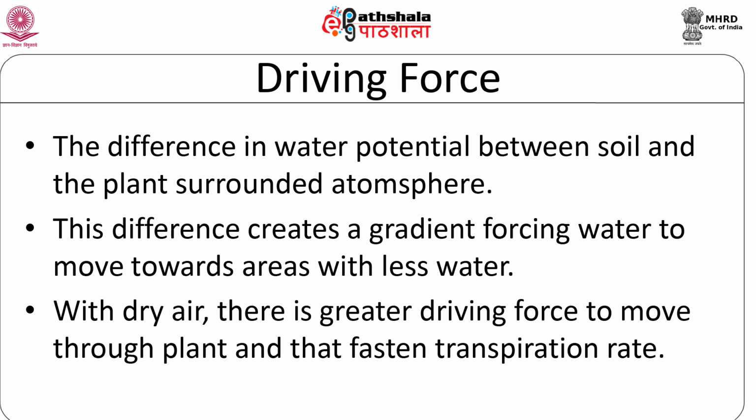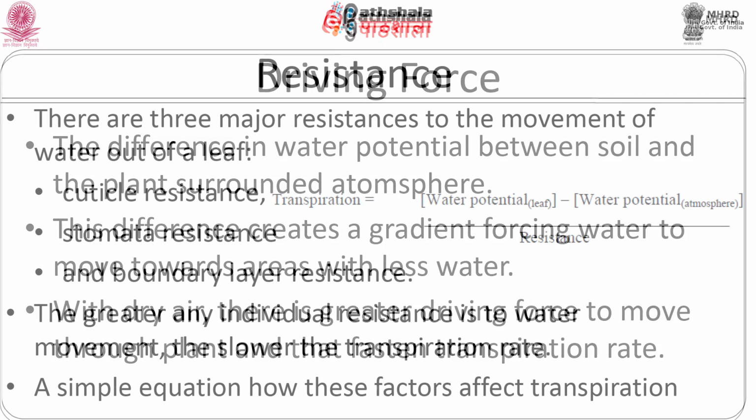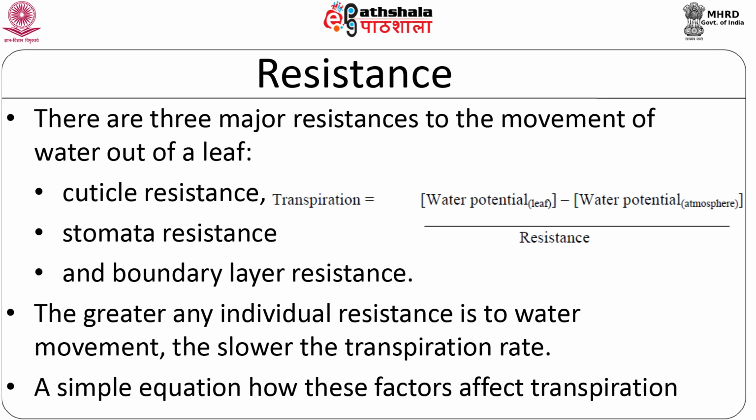This water potential difference creates a gradient forcing water to move towards areas with less water. With dry air, there is a greater driving force to move water through the plant, which speeds up the transpiration rate. There are three major resistances to the movement of water out of a leaf. The first is cuticular resistance, the second is stomatal resistance, and the third is boundary layer resistance. The greater any individual resistance is to the water movement, the slower the transpiration rate.